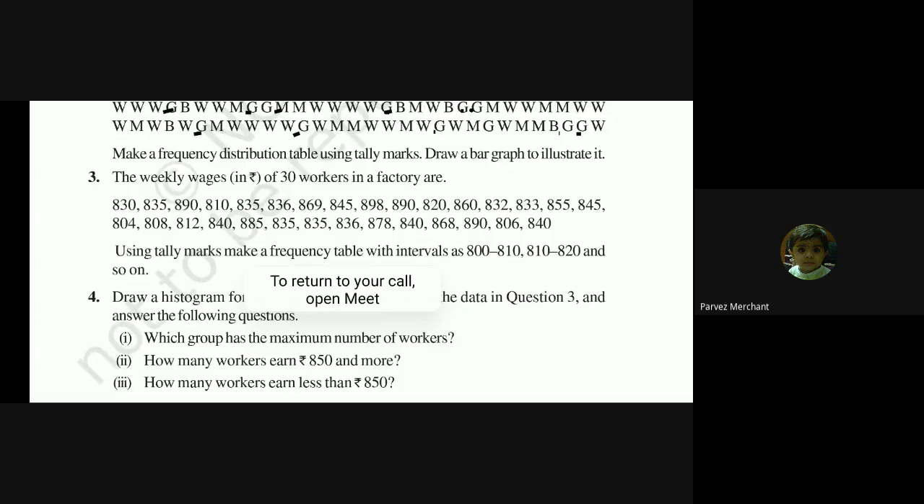See here, in your group 800 to 810, we are counting 810. In the second group 810 to 820, in this group we are not counting 810. Please remember this one thing.